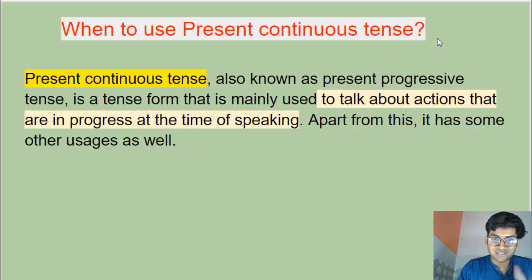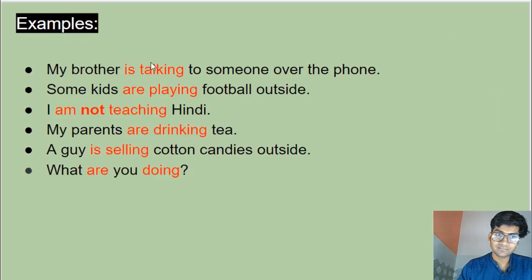Let's take more examples of present continuous tense, okay? My brother is talking to someone over the phone. He is talking to someone over the phone. This is happening right now at this moment as I speak with you. He's talking to somebody over the phone, okay? Some kids are playing football outside. They are doing something outside, and it's happening right now as I speak with you. At this very moment, this action is taking place. Some kids are playing football outside. Okay, I'm not teaching Hindi.